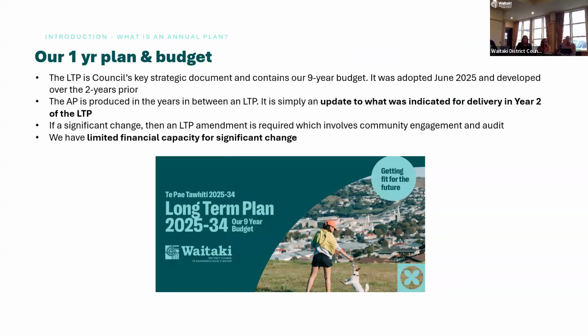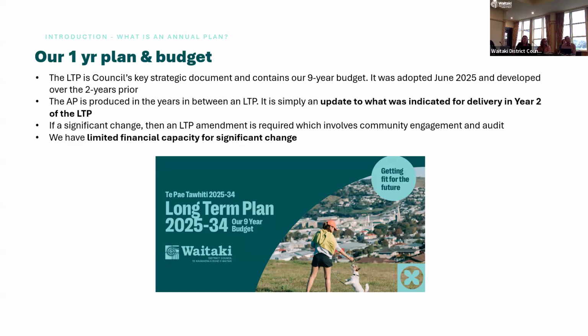Just to recap, this slide was similar to one Mandy discussed last week. In terms of the budget side of it, the long-term plan is our key strategic document that contains our 9-year budget. Typically, it's a 10-year budget, but we chose to defer. So instead of completing a 2024-34 10-year long-term plan, we decided to delay it for a year into 2025 because of the uncertainty around waters. So that's the front page of our long-term plan. Hopefully you're all familiar with it.